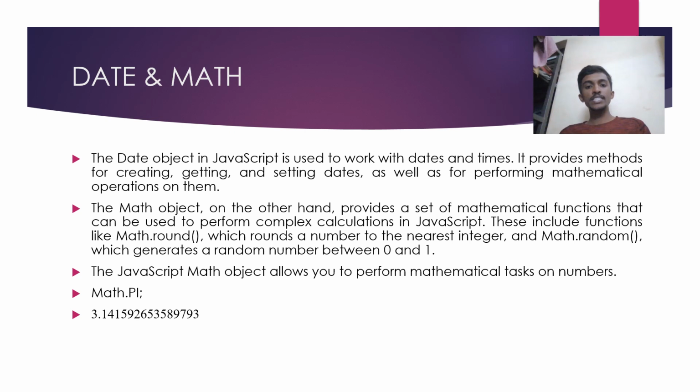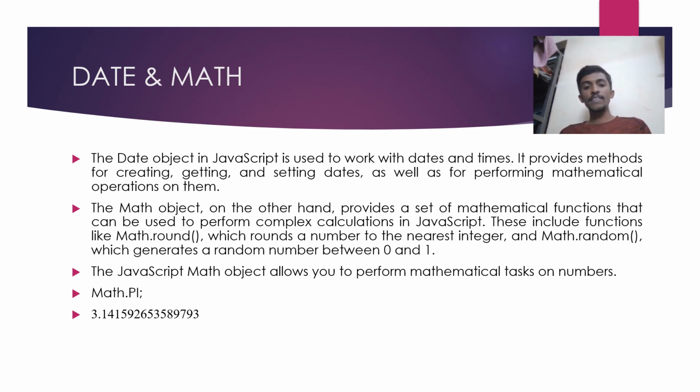The Date object in JavaScript is used to work with dates and times. It provides methods for creating, getting, and setting dates, as well as for performing mathematical operations on them. Basically we use JavaScript in web development and for the functioning of the web page. In web pages the date is obviously very important, so for that we use the Date object and the Math object.